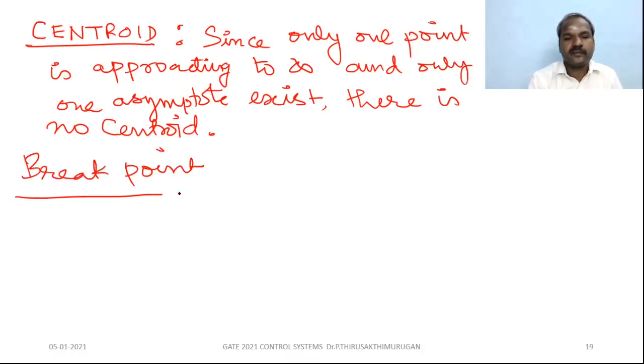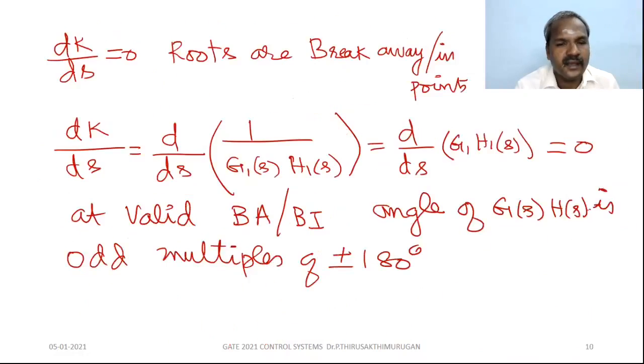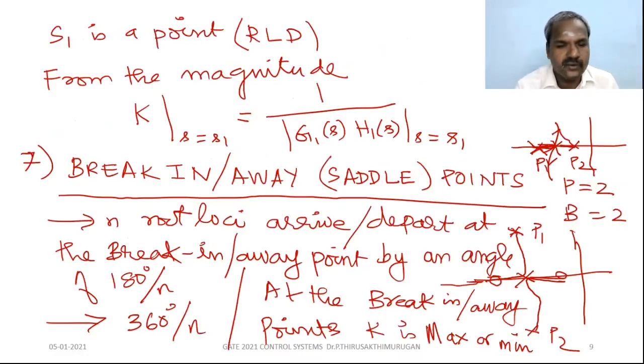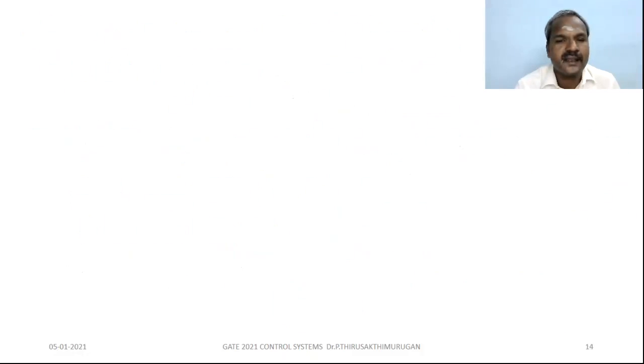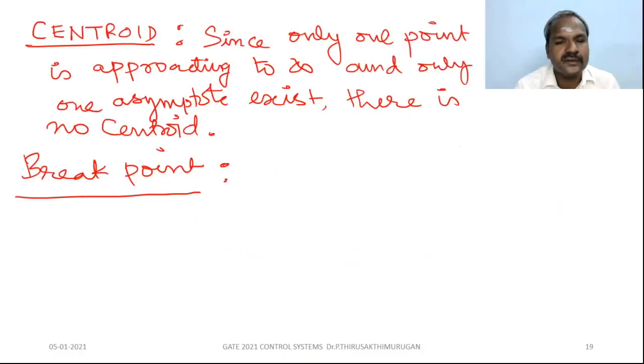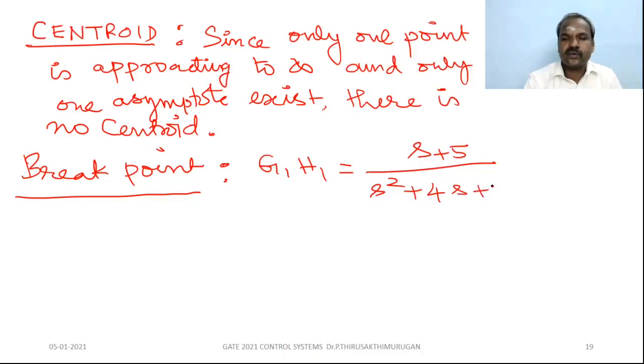So what is the breakpoint? For that we have to differentiate. To get the breakpoint, the break-in or breakaway saddle point, we determine the saddle point: dk by ds equal to 0. Clear? dk by ds equal to 0. So what is G1 H1 of s? G1 H1 of s equals s plus 5 divided by s square plus 4s plus 20.